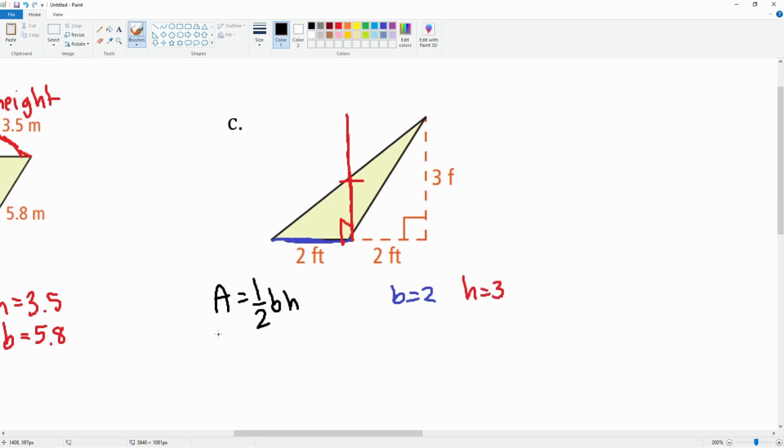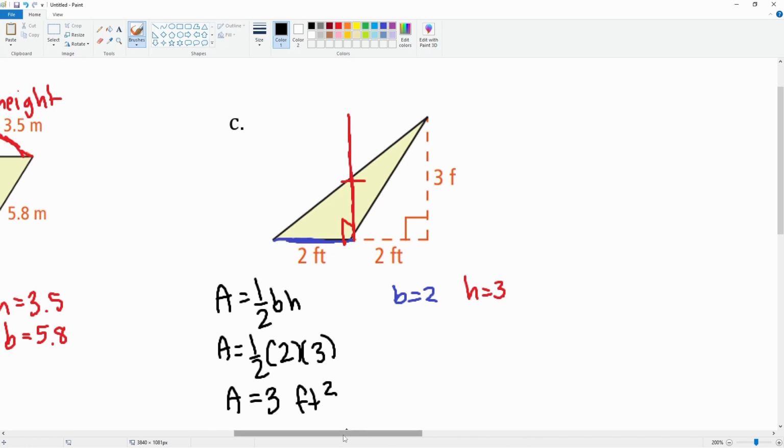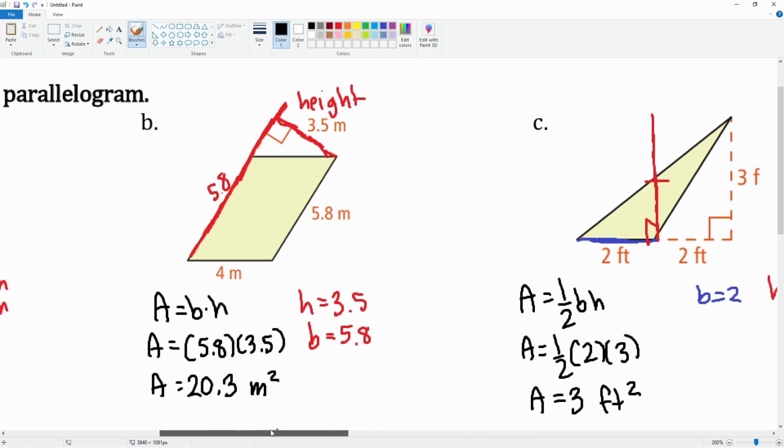Let's plug it in. Area is equal to 1/2 base, which is 2, height, which is 3. Plug that in. So the area here is equal to 3 feet squared. All right, there you go. Write your equation, label your pieces, then plug it in.